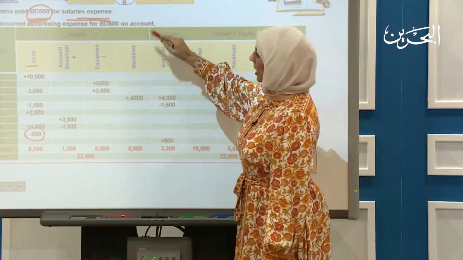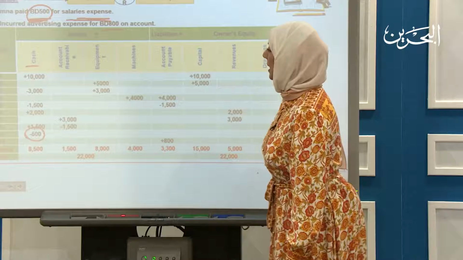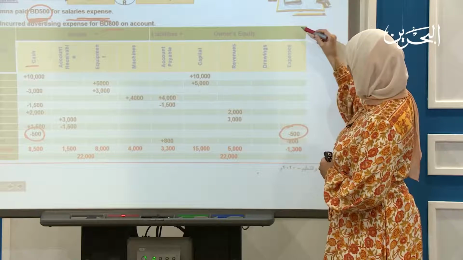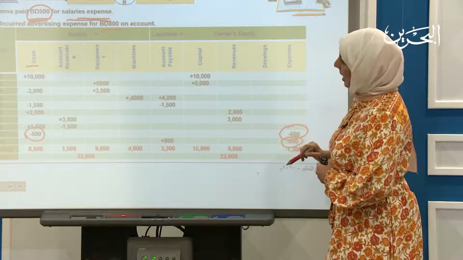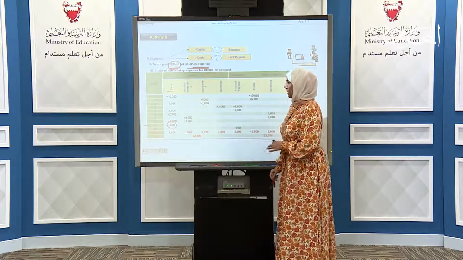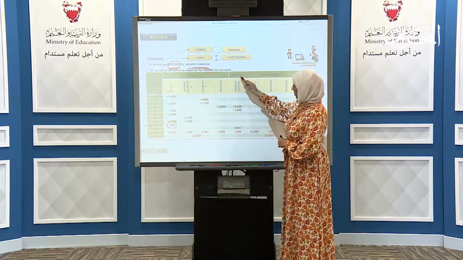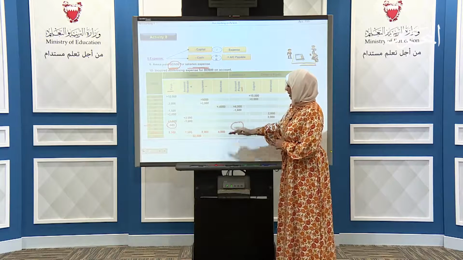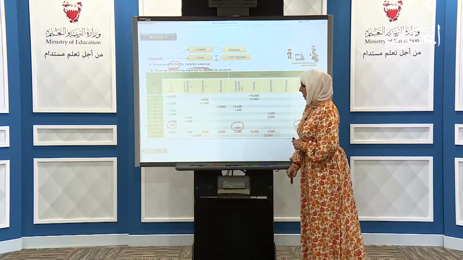Then, incurred advertising expense for 800 on account. If I incurred this expense, coming to the expense section, I will decrease it by 800. Did I pay this expense? I didn't pay it yet. So, it is a liability for my company. I will come to the liability section. Under the account payable, I will increase it by 800 because I didn't pay this expense yet.